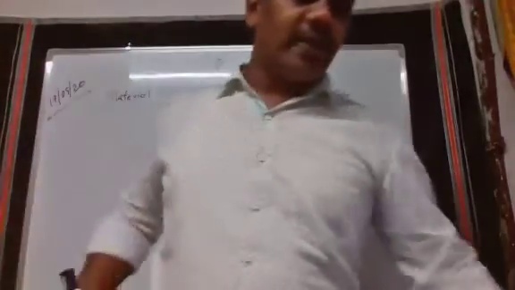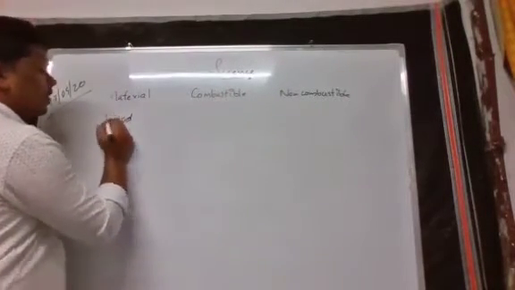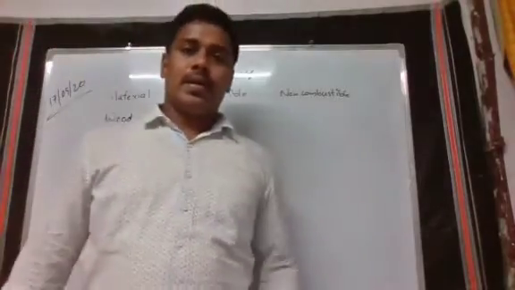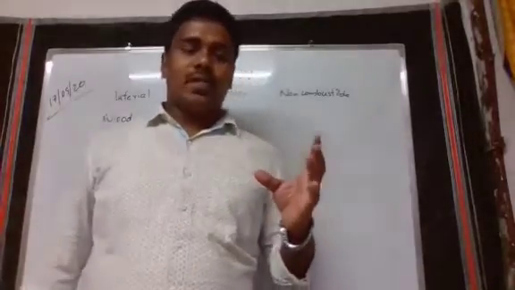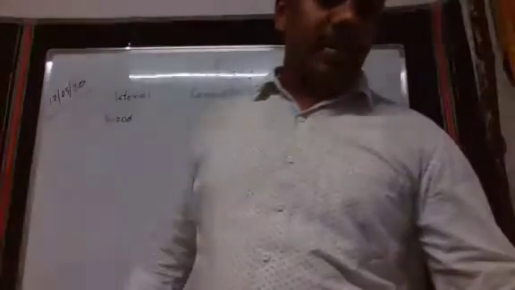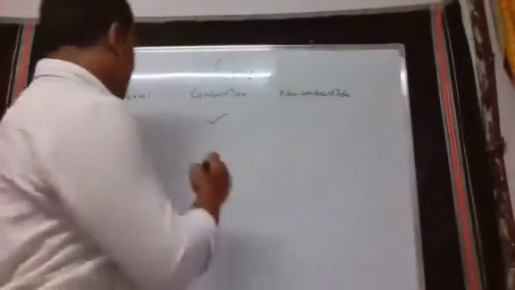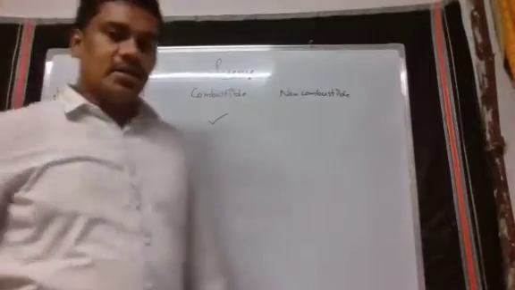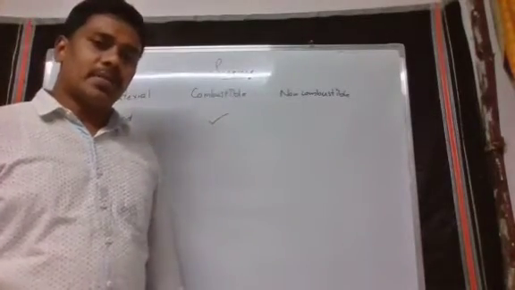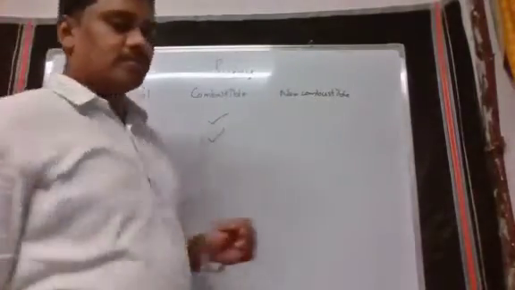First is wood. Wood burns in the presence of oxygen and it will produce flame. So we can write that it is combustible. Then next is paper. Whether it is combustible or non-combustible, it will burn and produce heat and light. So it is combustible.